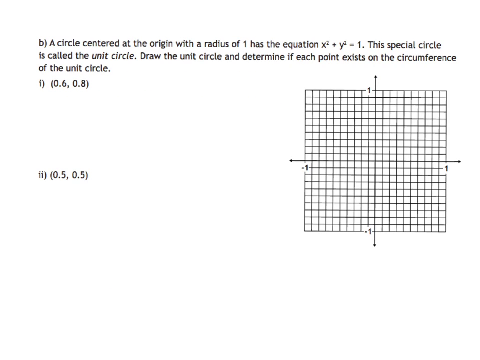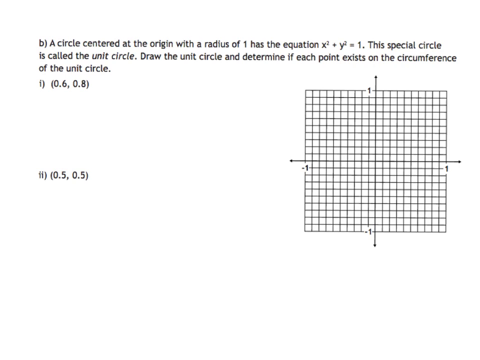A circle centered at the origin with a radius of 1 has the equation x squared plus y squared equals 1. This special circle is called the unit circle. It's called a unit circle because its radius is 1 unit. Draw the unit circle and determine if each point exists on the circumference of the unit circle. So it gives us this point, 0.6 and 0.8, and we need to decide whether or not it's a point that's on the circle.